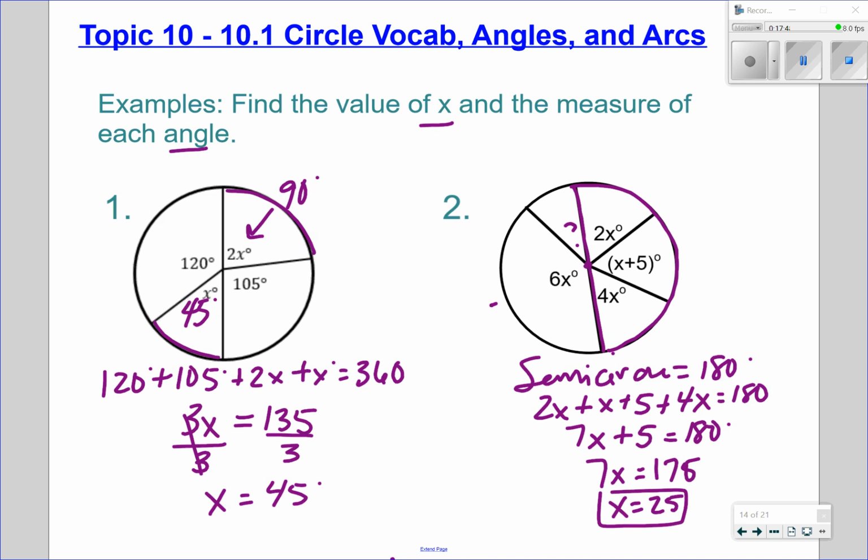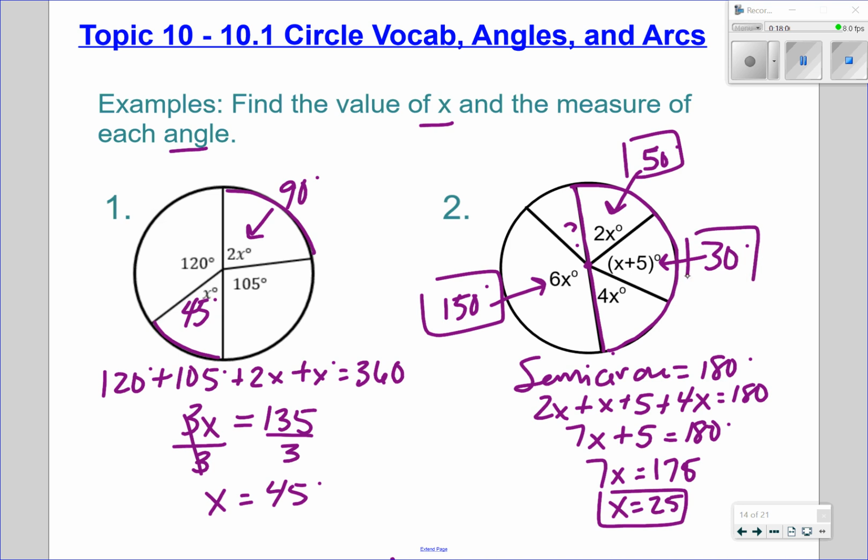So over here, and for our 6x, we would just do 6 times 25, which is 150. Right here, 2x would be 2 times 25, which would be 50 degrees. X plus 5, or 25 plus 5, this would be 30 degrees. 4 times 25, this would be 100 degrees.